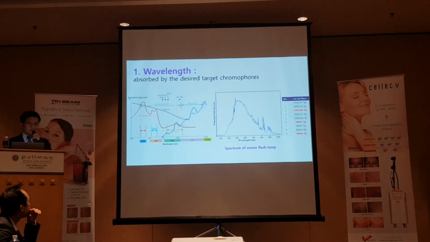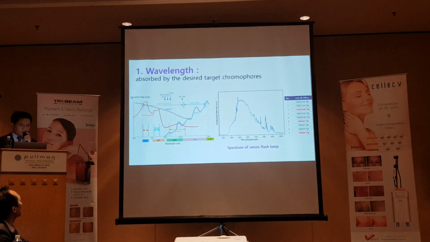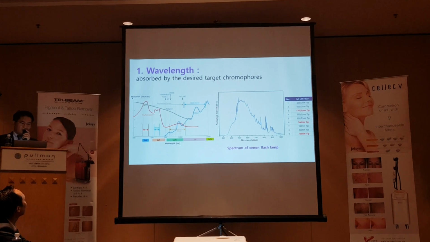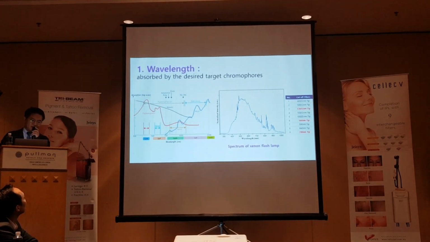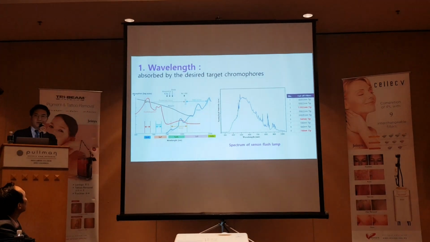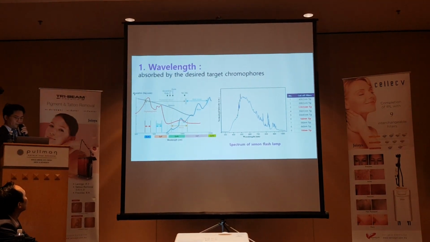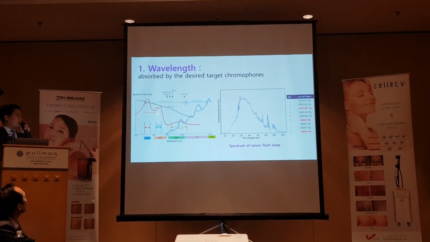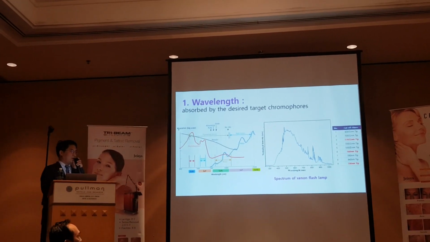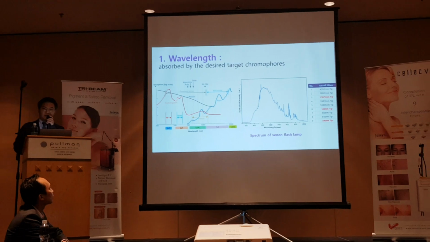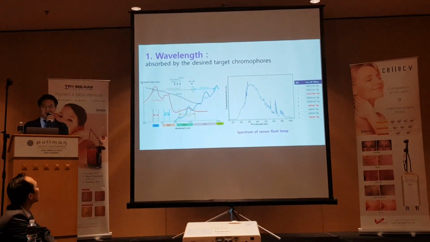First, wavelength. The wavelength of light emitted by IPL is chosen so that it has optimal absorption by the target chromophore. There are three kinds of target chromophore: melanin, hemoglobin, and water. And this is the spectrum of the IPL.